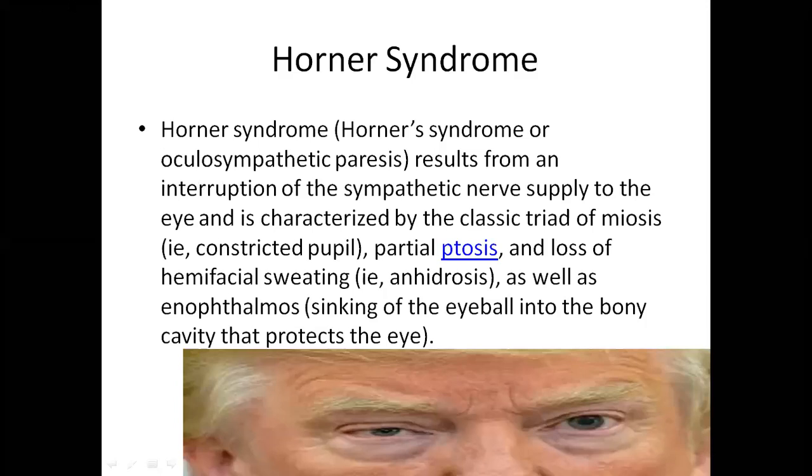Now, what is Horner's syndrome? This is also a very important condition. Horner's syndrome, or oculosympathetic paresis, occurs when the sympathetic outflow is not supplied to the eye, and is characterized by the classic triad of the meiosis.